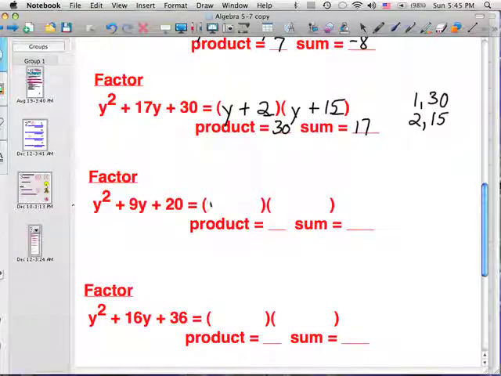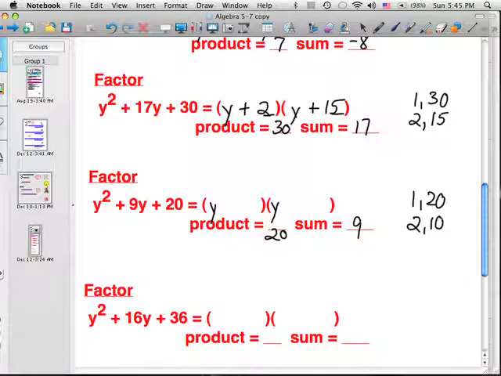The third example, take the square root of y squared, which is y. The product is 20, and the sum is 9. So using the factors of 20, 1 and 20, there's no way to get 9. 2 and 10, nope. 4 and 5, 4 times 5 makes 20, and 4 plus 5 makes 9. So y plus 4 and y plus 5 would work. And you can always use FOIL to check: y squared plus 4y plus 5y makes the 9y plus 20.